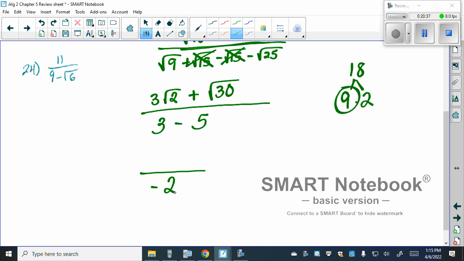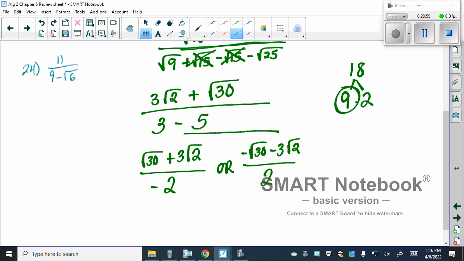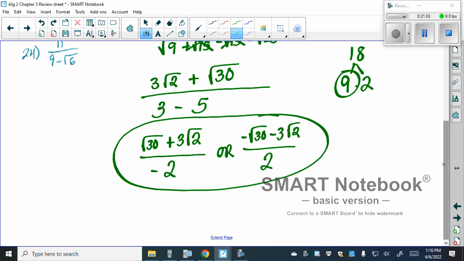negative 2 over, I'm going to flip the square root of 30 plus 3 square root of 2. Now we can have it as this here, or we could throw the negative throughout the numerator. So the square root of 30 minus 3 square root of 2, but it's going to make the denominator positive. So either one of these here is the correct answer.